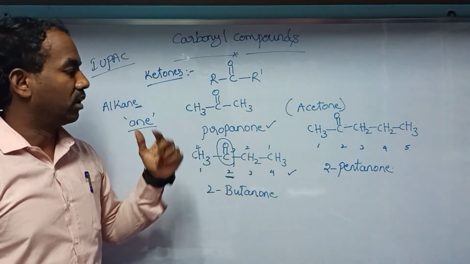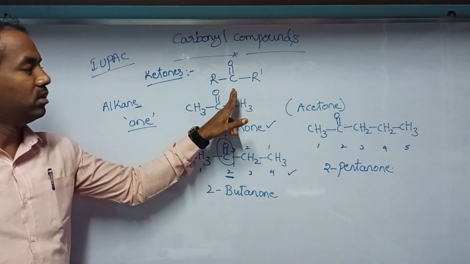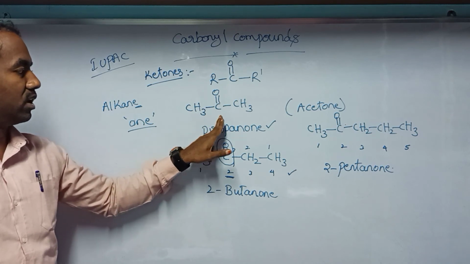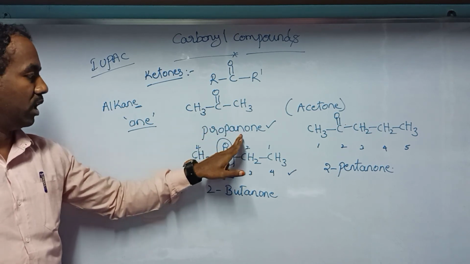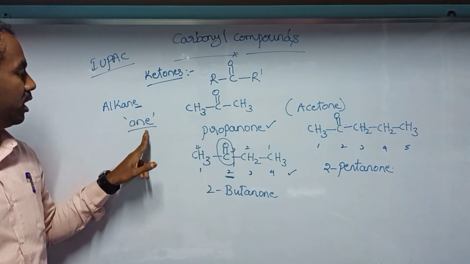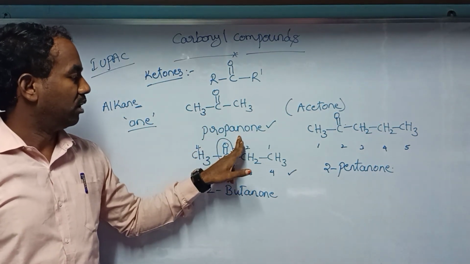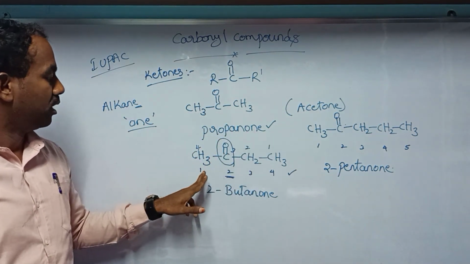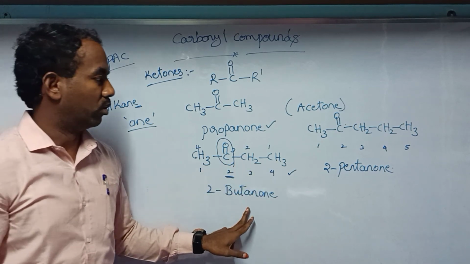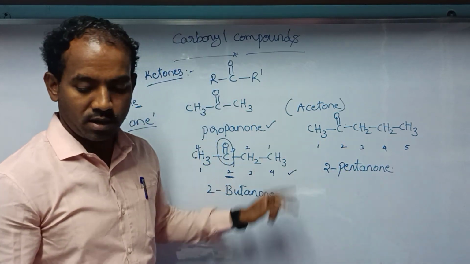This is the way we can give the IUPAC names for ketones. The ketone representation is R-C double bond O-R dash. The simplest ketone is CH3, C double bond O, CH3. What is the name of this one? Propanone. That means the letter E in the alkane should be replaced with the suffix ONE. With 3 carbon atoms, the name of the ketone is propanone. Next, the ketone with 4 carbon atoms is 2-butanone. Next, the ketone with 5 carbon atoms is 2-pentanone. Alright. Next, we will see.